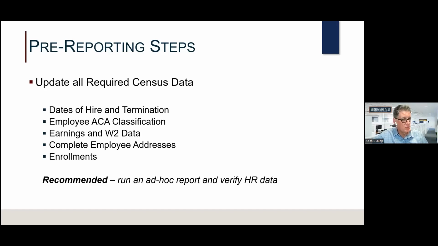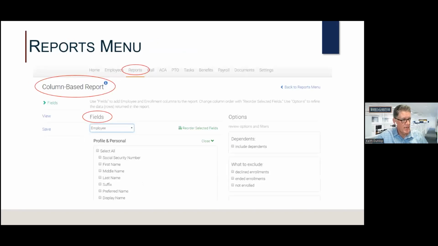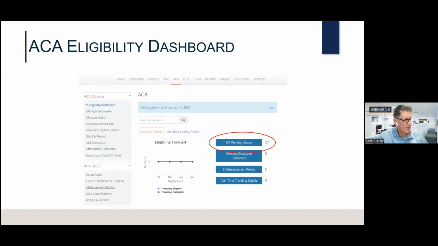What I like to do in just reviewing this data is just to pull a really quick column-based report out of the report section of the site. You can choose any of the employee fields that you want to look at. Take a look at that information and just double check that you have all of your core HR data updated.